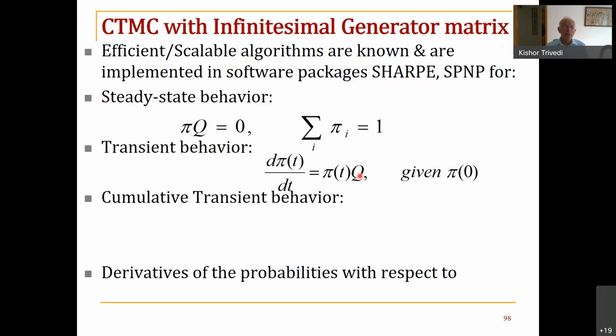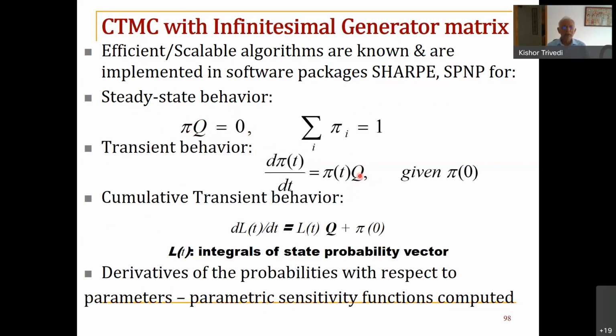And cumulative transient behavior amounts to solving another differential equation. And derivatives of the probabilities with respect to parameters, so-called parametric sensitivity functions, can also be computed, and efficient algorithms are known for all this. They have been implemented in the tools.